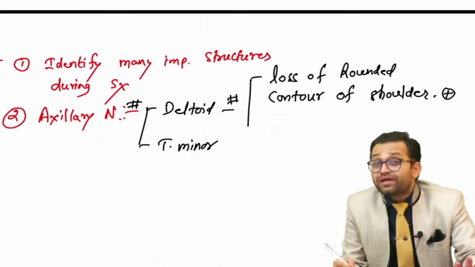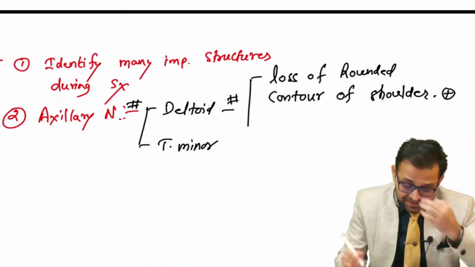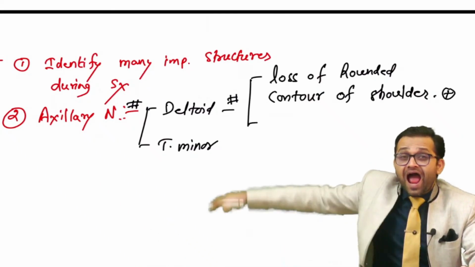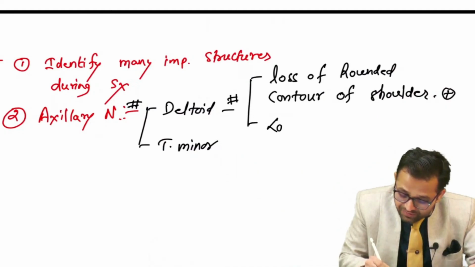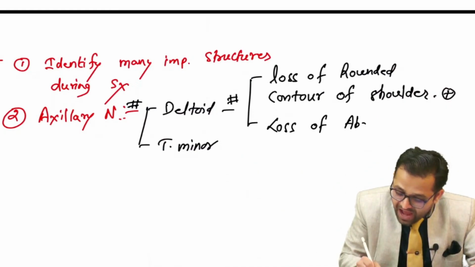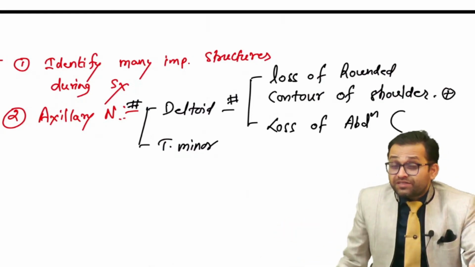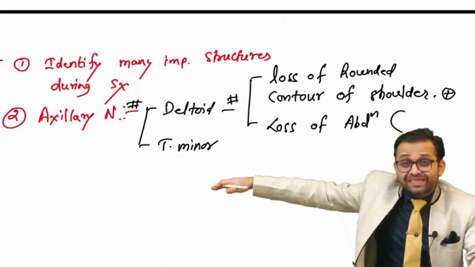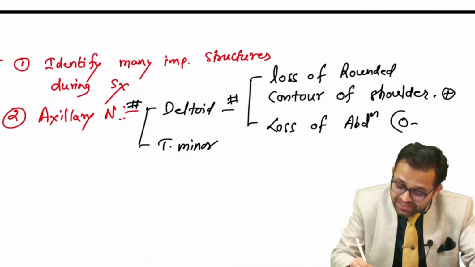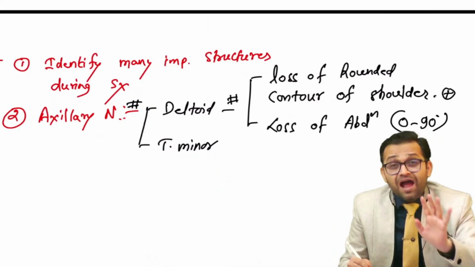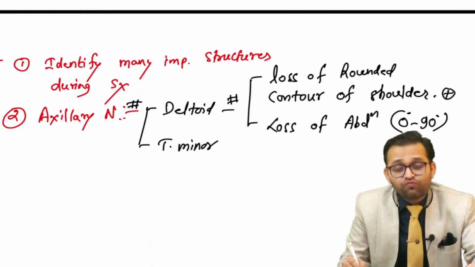Agree? Now catch this another point. Yes, deltoid is responsible for the abduction. So there is the our loss of abduction. Yes, remember पहले का concept क्या था? Yes, 15 to our 90 degree, but recent concept is saying the 0 to 90 degree abduction is lost. Okay, तो आपको इसको फॉलो करना है.